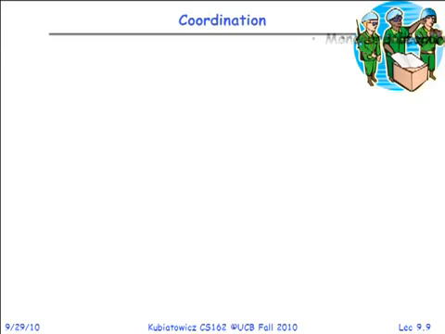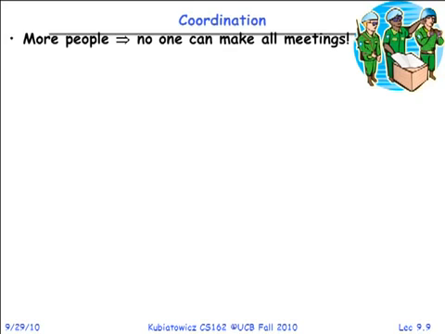So what about coordination? More people means not everybody can make all the meetings. How many people scheduled multiple meetings that people missed? Okay? You know, when you've got 4 or 5 people with busy schedules, getting meeting times can be hard. However, if you don't meet, you're going to run into disaster. So it's very important to figure out meeting times.